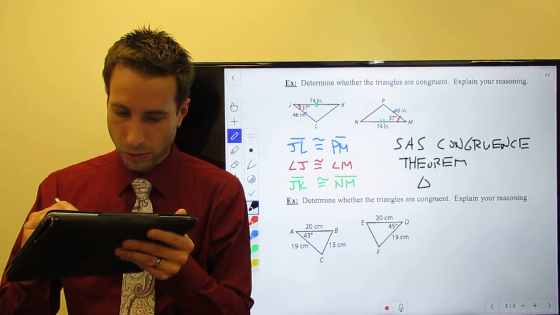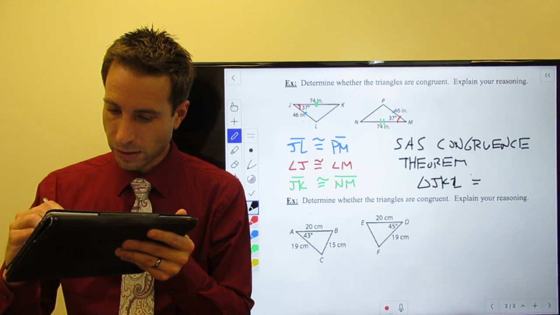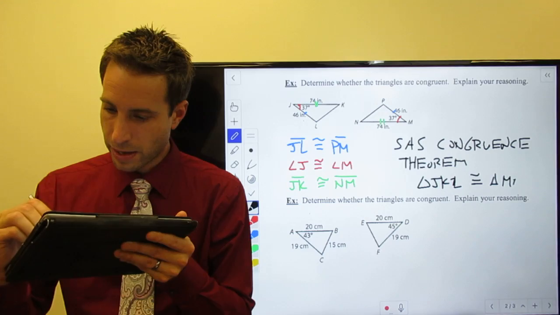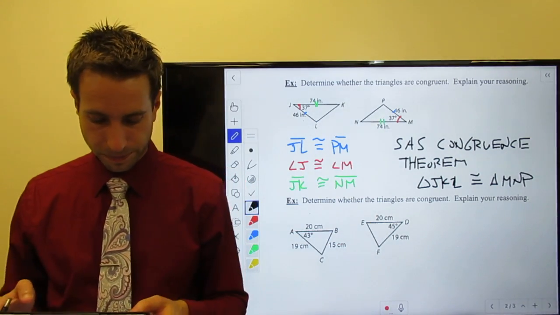Says that triangle JKL is congruent to triangle MNP, right? Side, angle, side. Let's do another one.